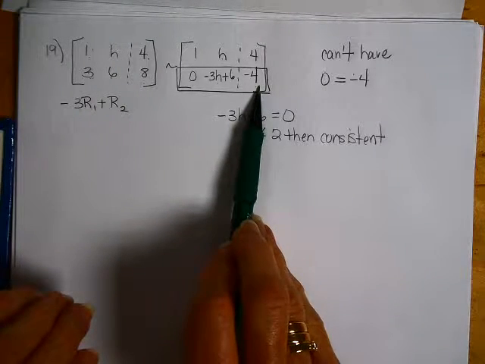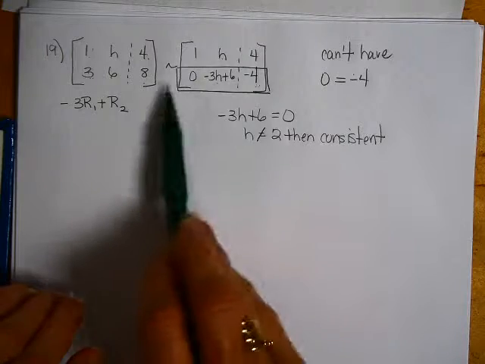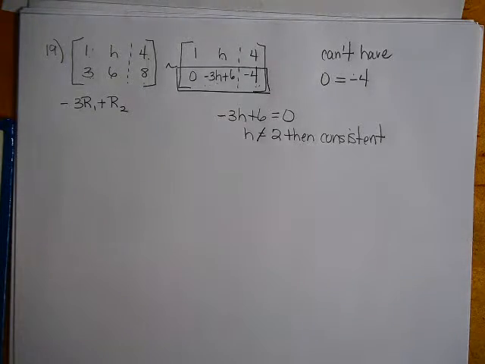If this had been a 0, is that what you're saying? Right, yes, ma'am. If this had been a 0, then it would not have mattered what H was. That's correct. Okay, anything else? Nothing else? Okay, then.